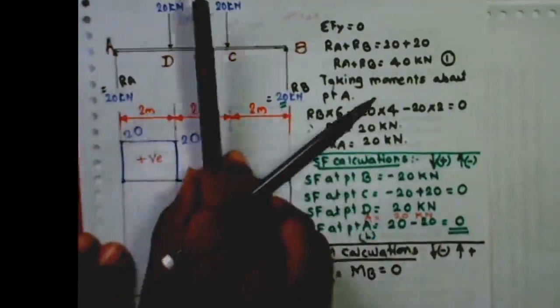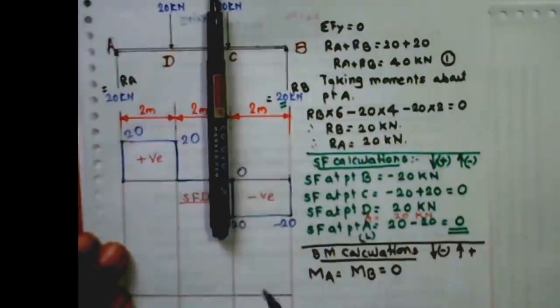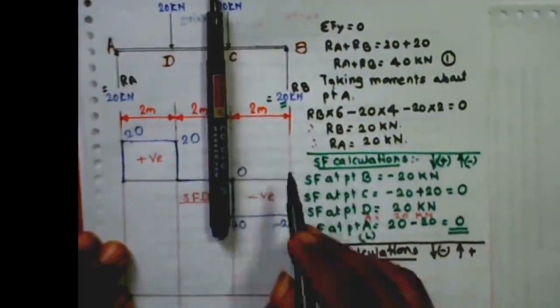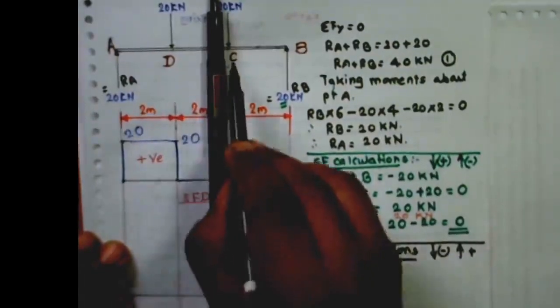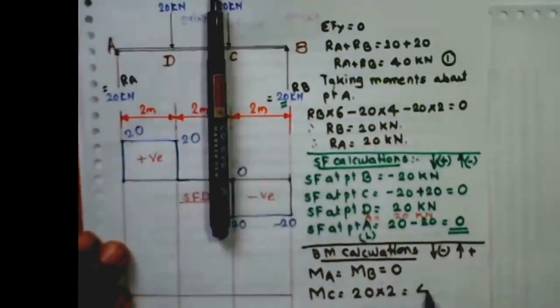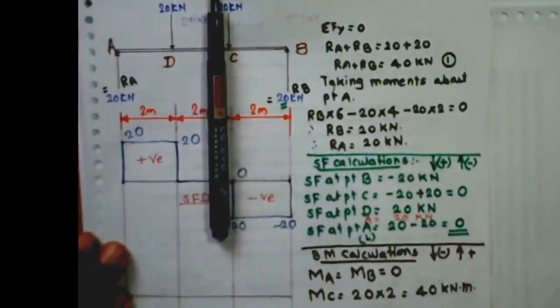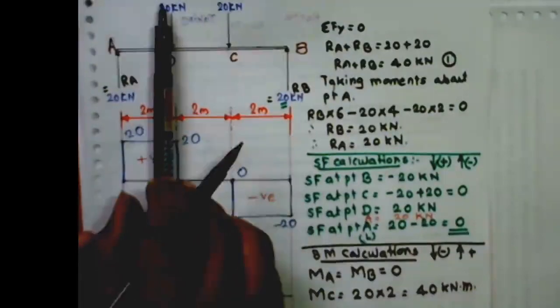So our next section is at point C. If I take a section at point C, at the right hand side of point C, I am getting 20 kilonewton force and it is acting in upward side. So value will be positive. So 20, when we are taking the moments up to the point C, so 20 into 2, so it becomes 40 kilonewton meter.